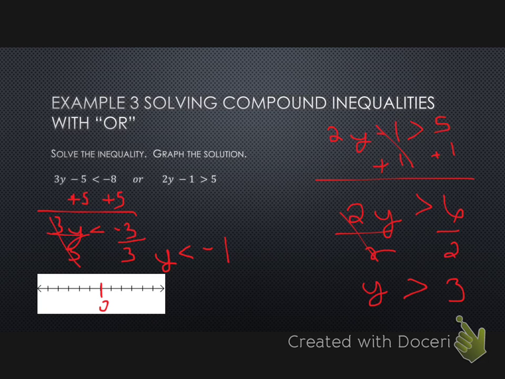If this is 0, less than negative 1, I've got an open circle, and y is less than, so we're going this way. And y is greater than 3. Again, an open circle on 3, going this way now.